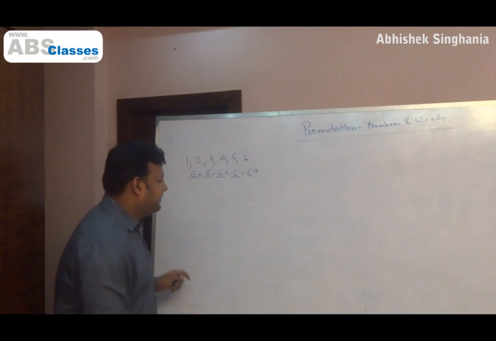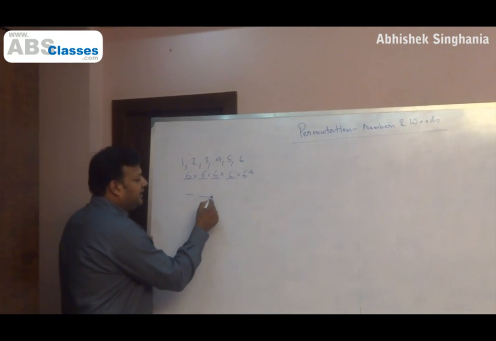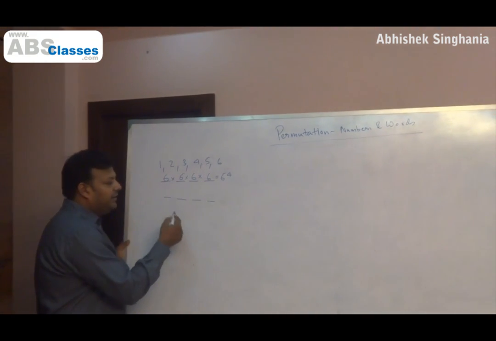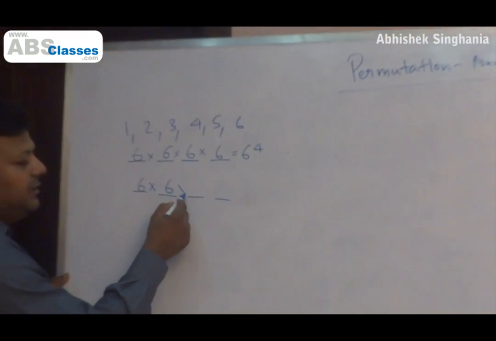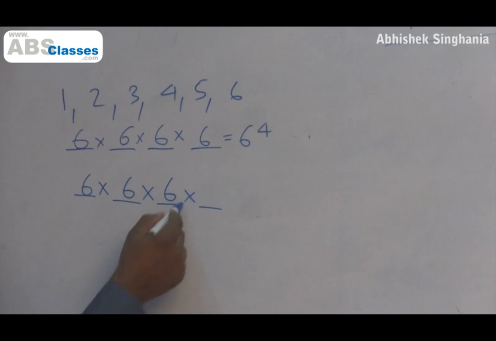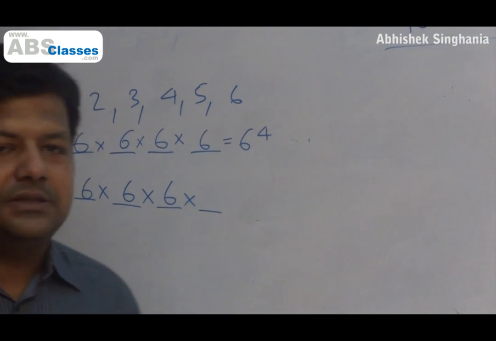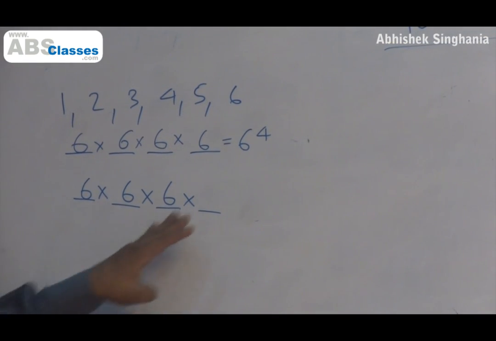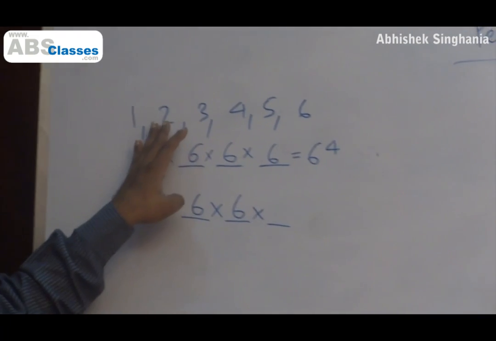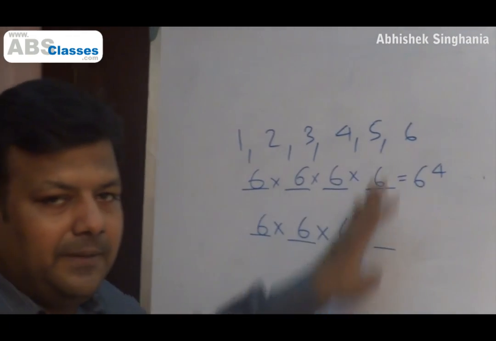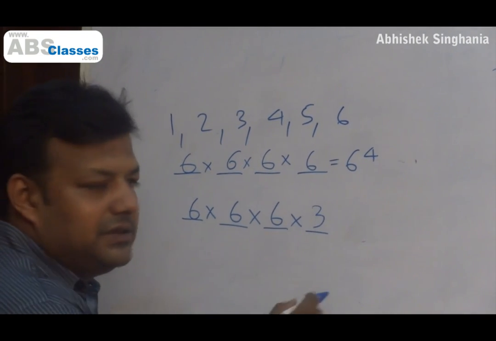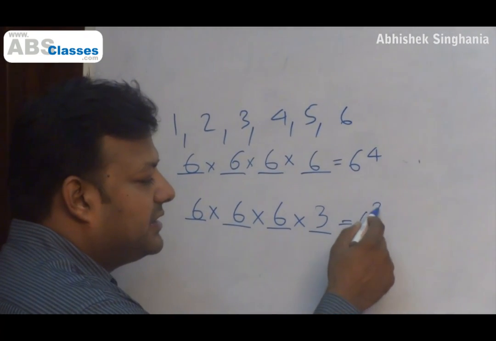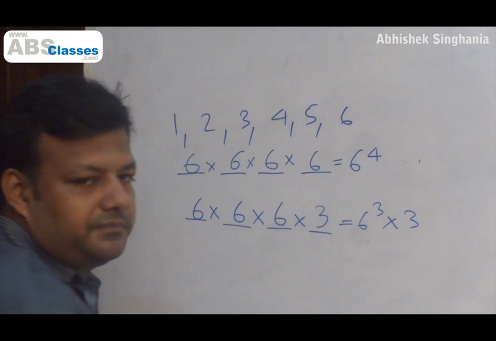Extending this logic, how many 4-digit even numbers can I form? Same kind of idea. First place 6 possibilities, second place 6 possibilities, third place 6 possibilities, but even number means the last place has to be filled by an even digit. How many even digits do we have here? 2, 4 and 6. There are 3 even digits, which means there are only 3 possibilities for the last place. So the answer is 6 cube into 3.